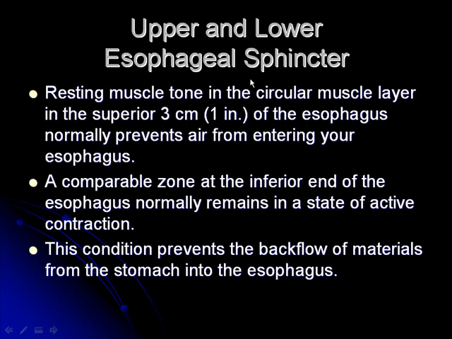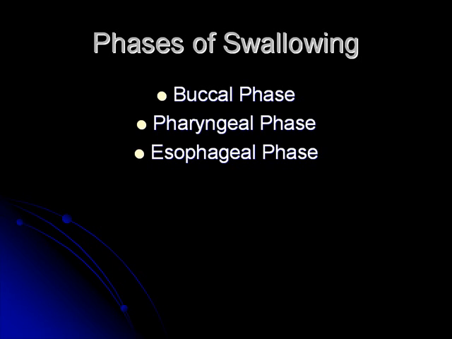The upper and lower esophageal sphincters play an important role. Sphincters are muscles that will close the opening of the esophagus to the stomach. There is an upper esophageal sphincter as well that is not so clearly defined. Resting muscle tone in the circular muscular layer in the superior 3 centimeters of the esophagus normally prevents air from entering the esophagus. A comparable zone at the inferior end of the esophagus normally remains in a state of active contraction. This condition prevents the backflow of material from the stomach into the esophagus.